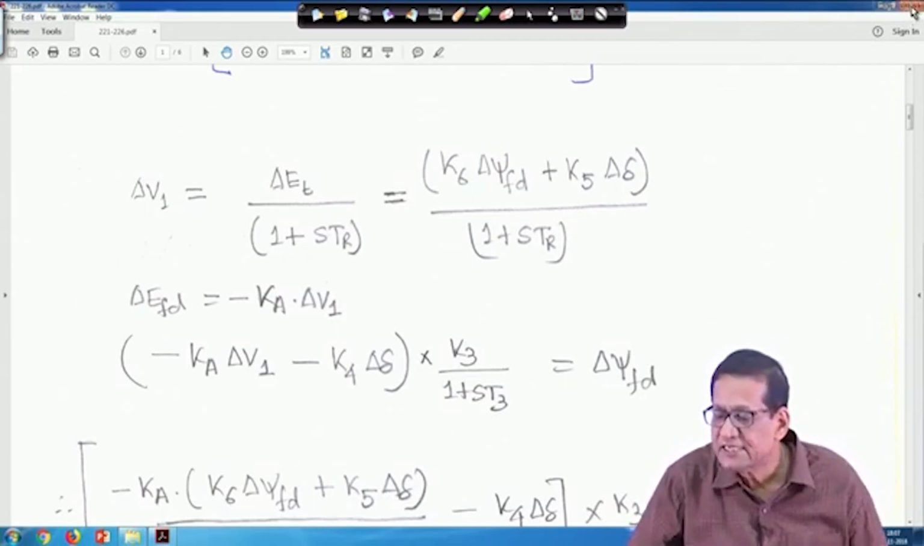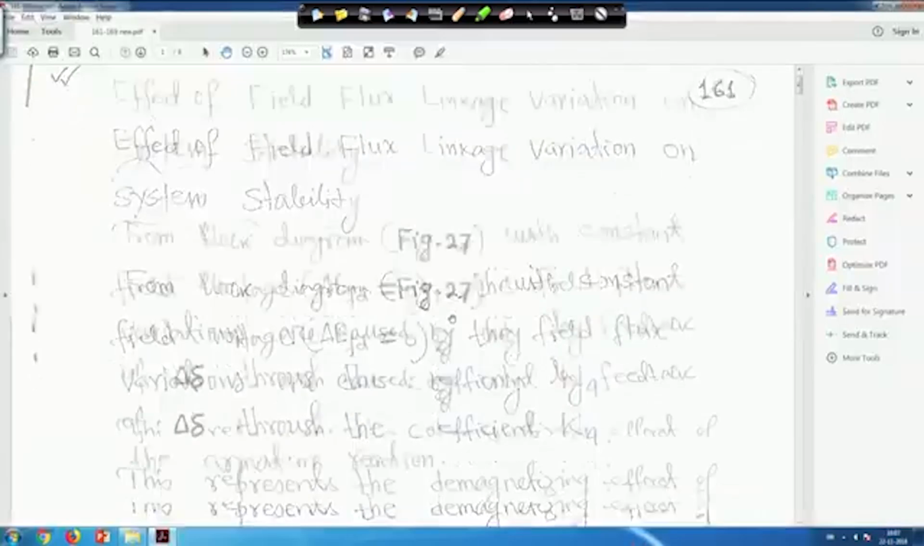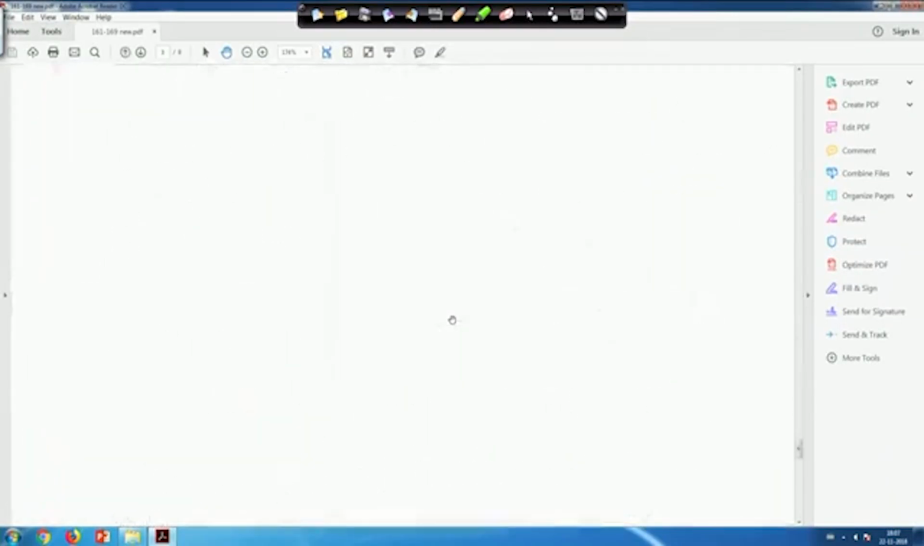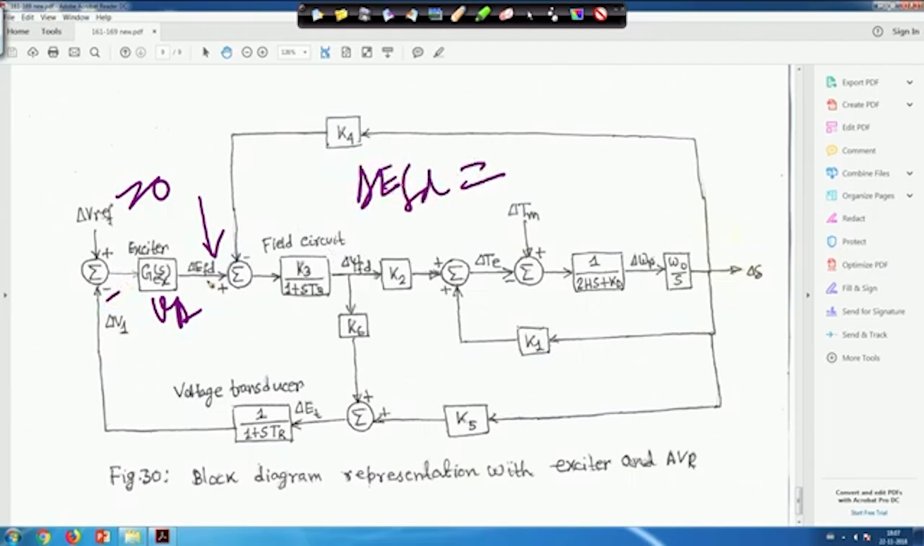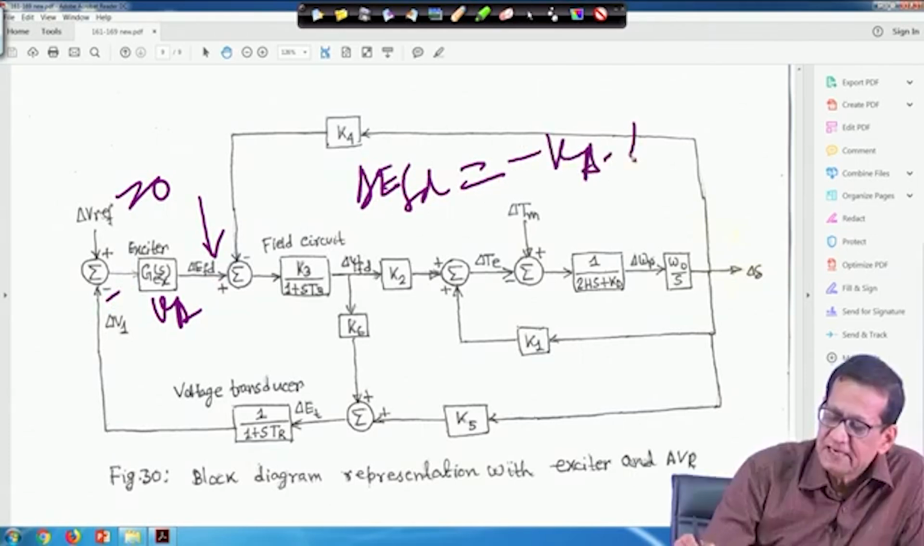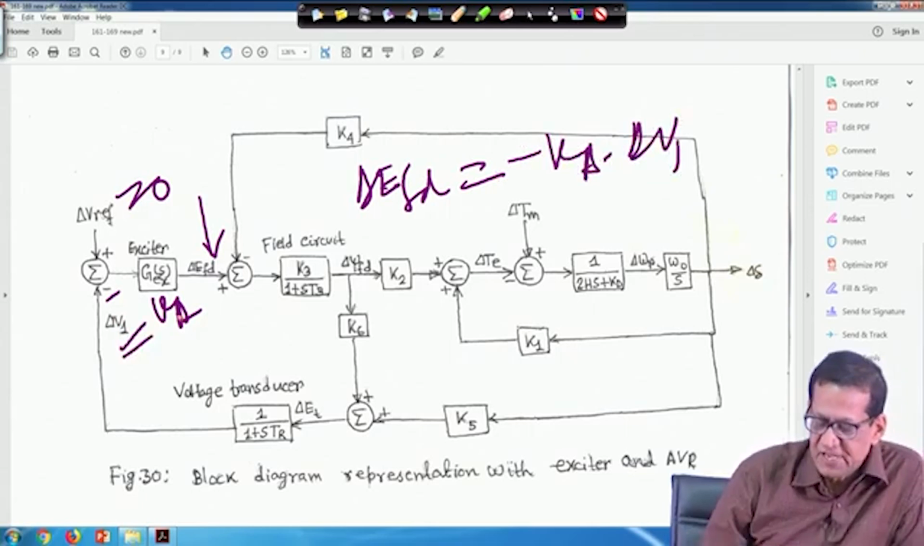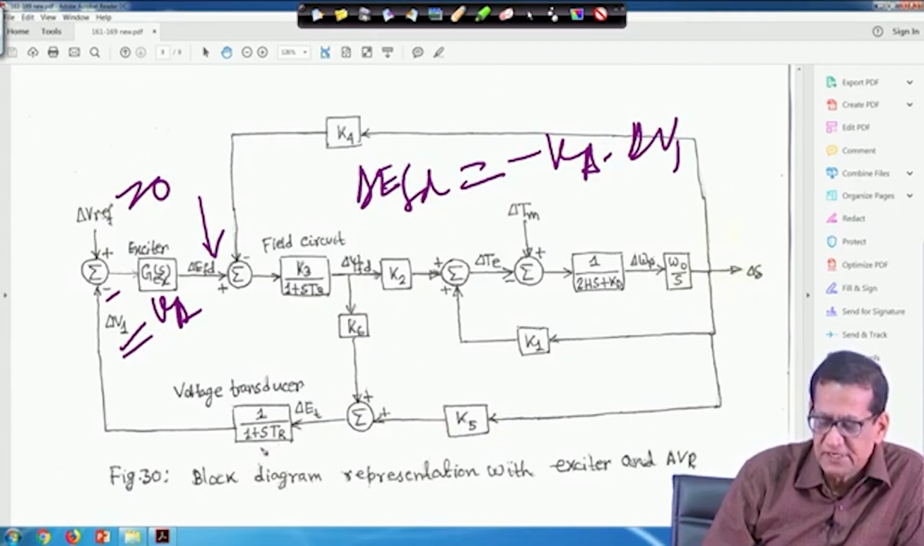But when you listen to this, you will just open this figure. For example, in this figure, delta V reference is 0, this is delta V 1 and this is your k a, so it is minus feedback. So, delta E f d is equal to minus k a into delta V 1, and delta V 1 is equal to k 6 delta psi f d plus k 5 delta into 1 upon 1 plus S T r.